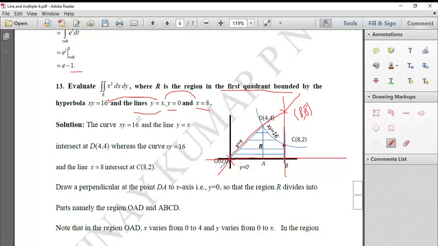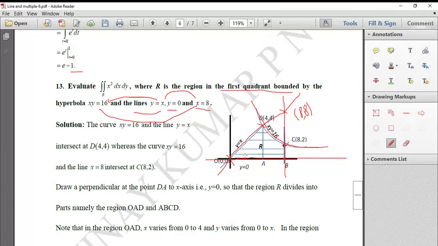Okay. Next, let us draw the graph xy equal to 16. We know that xy equal to 16 is this graph. These two curves intersect at 4, 4. So at this point, these two will intersect, xy equal to 16 and y equal to x. And where these two curves will intersect, put x equal to 8, you will get y is equal to 2. So at 8, 2, these two will intersect. So this is another point of intersection. So this is your graph.